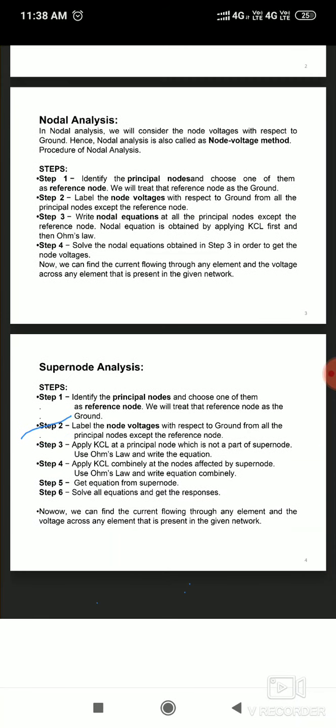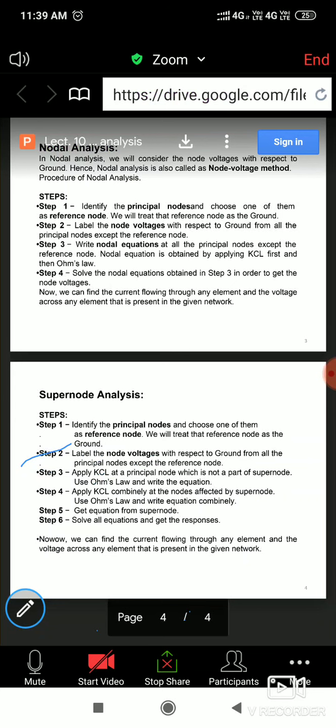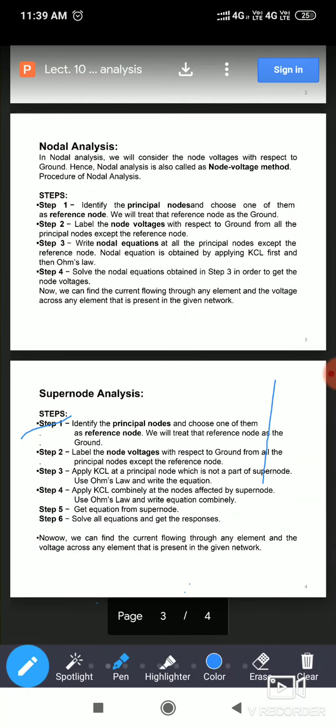Okay. Now step 1 and step 2 are the same compared to nodal analysis. The first 2 steps of nodal analysis remain the same. I had already started solving this example. In that we identified V1, V2, V3 along with ground, and I have assigned the values. So the first 2 steps are common. The first 2 steps are the same.